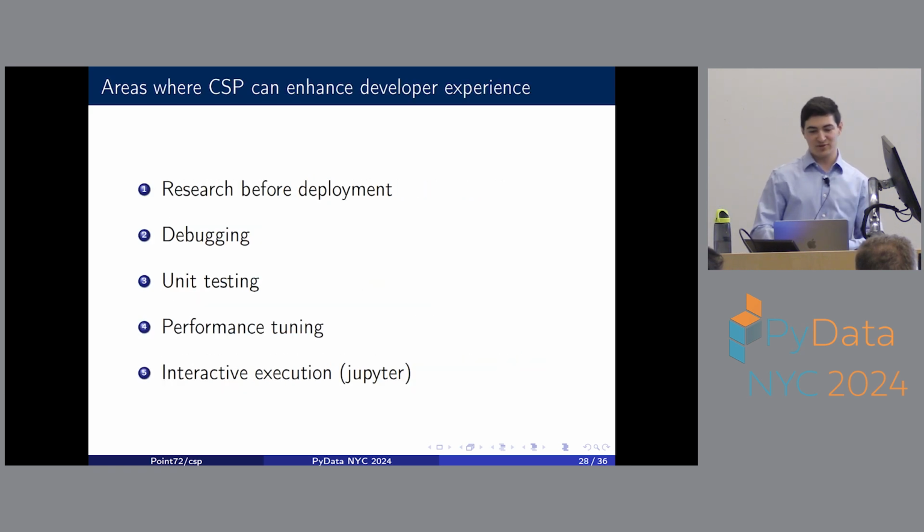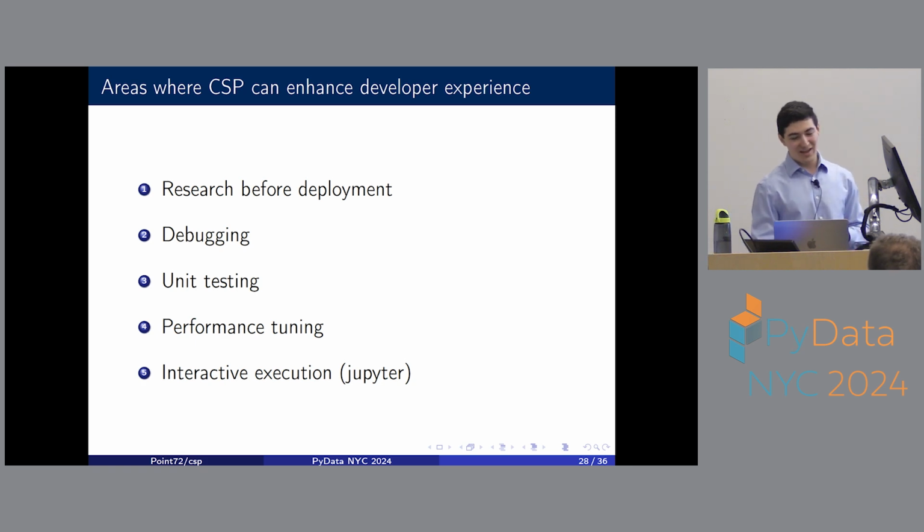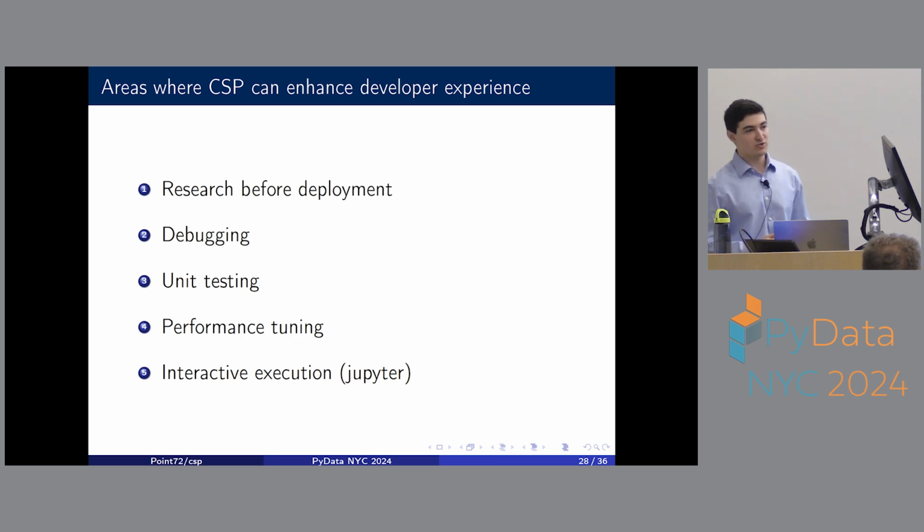So this brings us to the more interesting part of the talk. These are the 5 areas where I think the CSP approach enhances the developer experience when you're building a real-time data pipeline. These areas are research before your deployment, debugging the pipeline when inevitably something goes wrong, writing unit tests for that pipeline, so hopefully you don't need to debug it, optimizing your performance if you notice that there's bottlenecks in your pipeline, and also running a stream processor in interactive Python. So using tools like Jupyter and JupyterLab to have notebooks that run these pipelines.